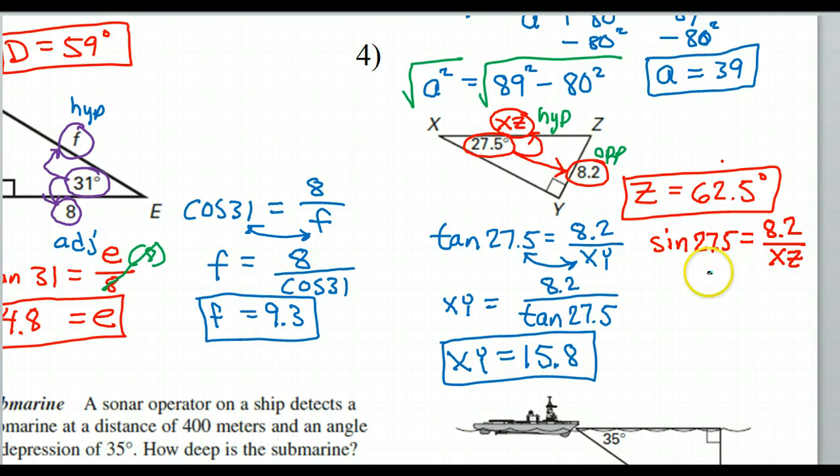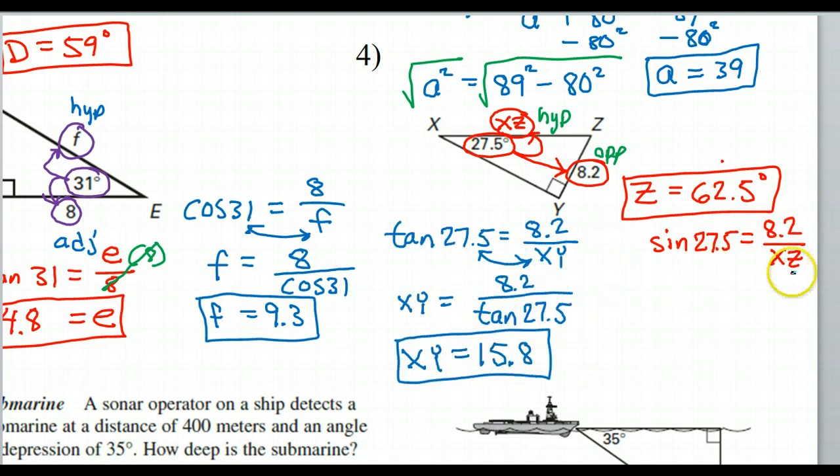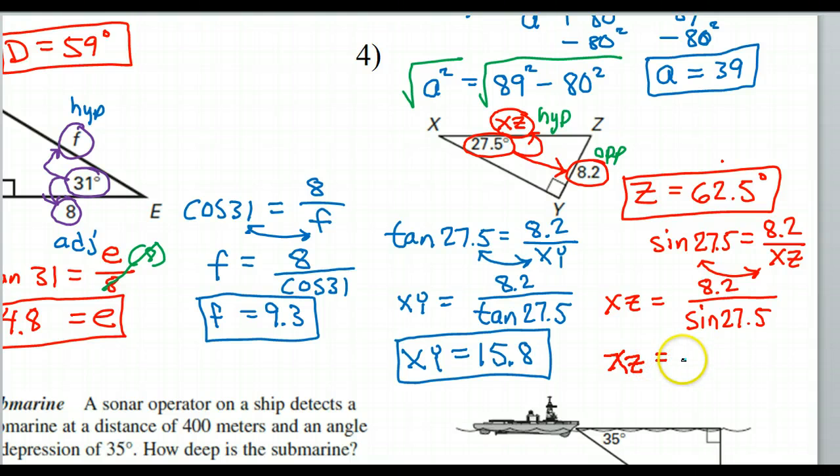Okay, opposite over hypotenuse. Once again, the variable is in the denominator, so I need to reverse this. So this is going to become xz equals 8.2 over sine 27.5. I'm just going to put this in my calculator. Okay, so xz is equal to 17.8. Alright, so those are the three things I had to find for this problem.